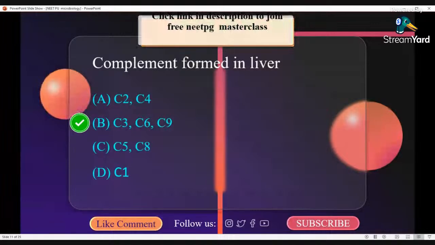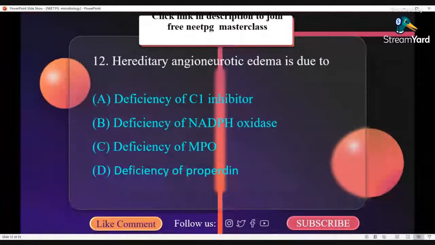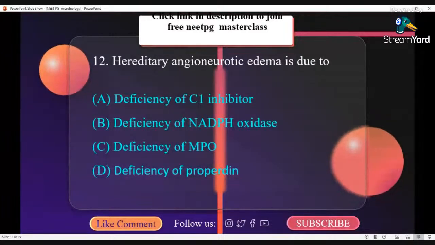Hereditary angioneurotic edema is due to: A. Deficiency of C1 inhibitor, B. Deficiency of NADPH oxidase, C. Deficiency of MPO, D. Deficiency of properdin. It is deficiency of C1 inhibitor. Hereditary angioneurotic edema is due to C1 inhibitor or C1 esterase inhibitor deficiency. So the correct answer is A.